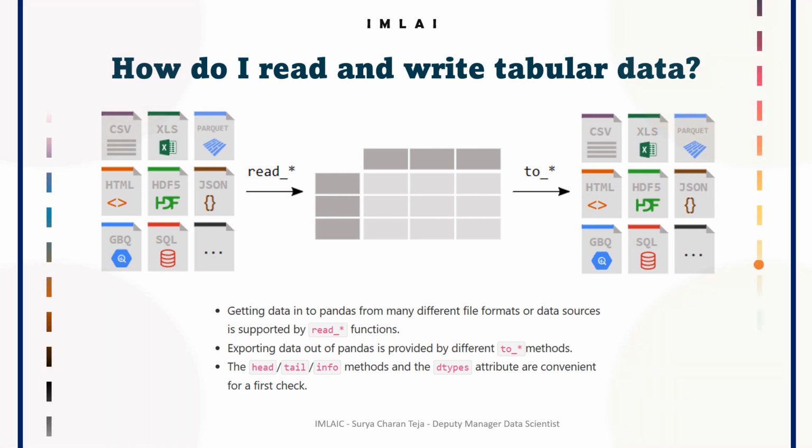Okay, and the head, tail, info methods and the dtypes attribute are convenient for a first checkup of the data, and similarly describe is a convenient method to do the statistical analysis of your data quickly.